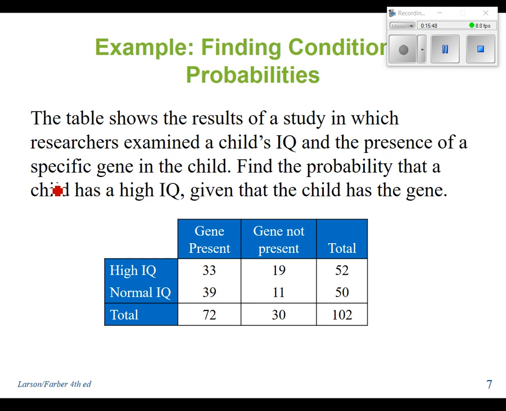A lot of times with conditional probabilities, we do stuff like this, where we're using a chart. The table shows the results of a study in which the researchers examined a child's IQ and the presence of a specific gene in the child. Find the probability that a child has a high IQ given the child has the gene. We can tell that they didn't do you guys right because all of you would be up here, right? Yeah.